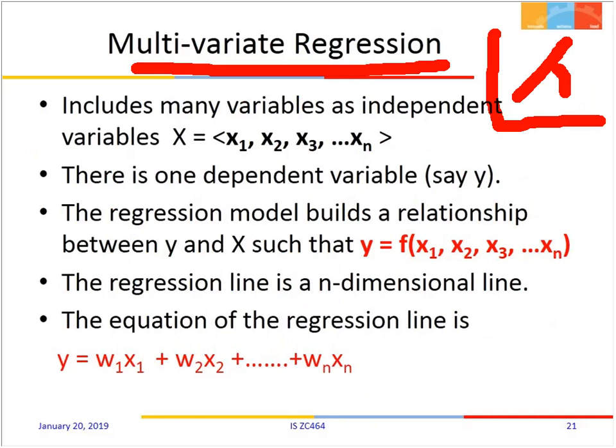So the regression model builds a relationship between y and x such that y equals f of x1, x2, x3, etc. And then the regression line is an n-dimensional line. So the equation of this regression line is w1 x1 plus w2 x2 plus up to wn xn.